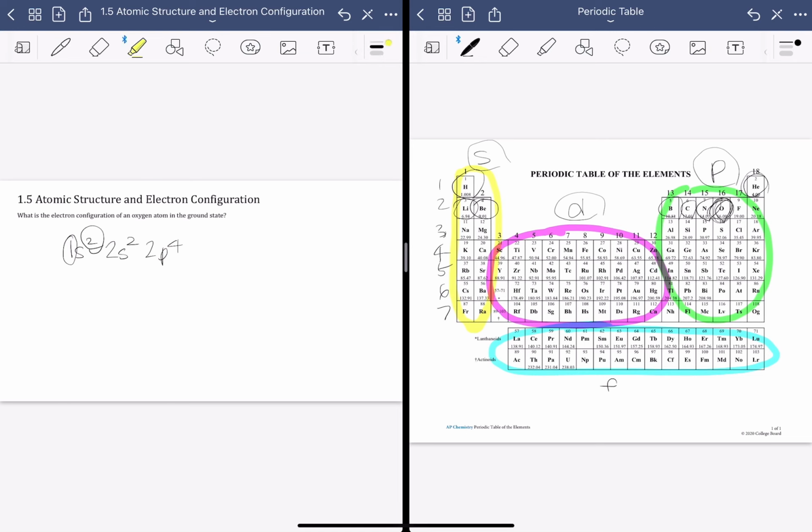So the ground state means the most stable state. So the most stable state is just going to be 1s2, 2s2, and 2p4, because oxygen is the fourth element of the p orbital in period 2.